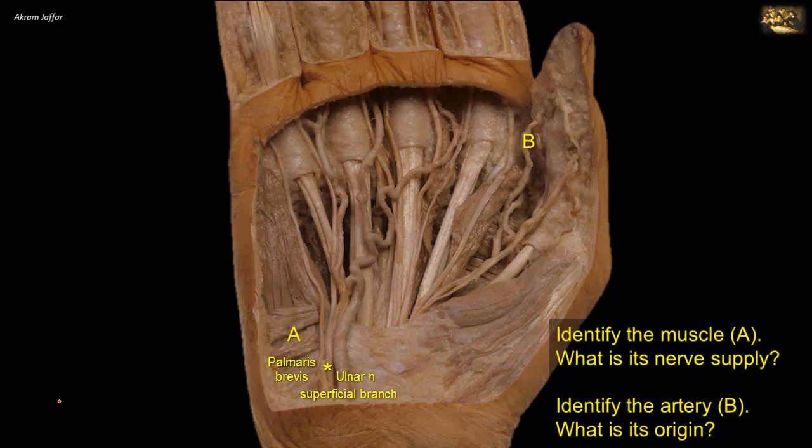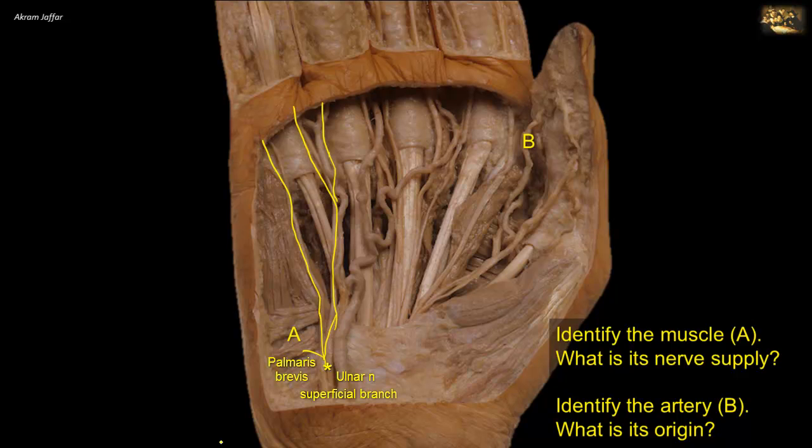This nerve, the superficial branch, is mainly cutaneous. As you can see here, it supplies the skin over the medial 1.5 digits, and it sends a branch to the muscle, the palmaris brevis muscle.